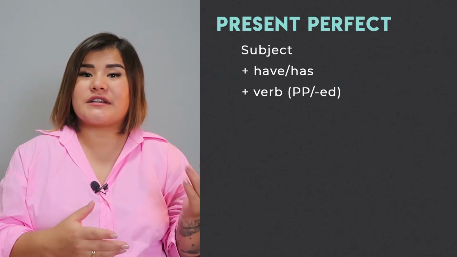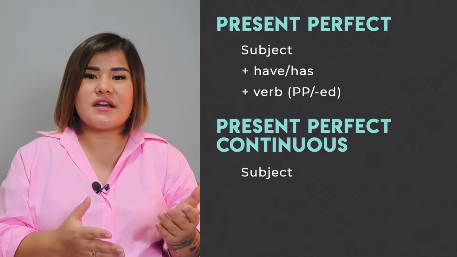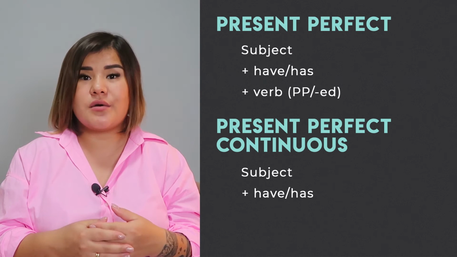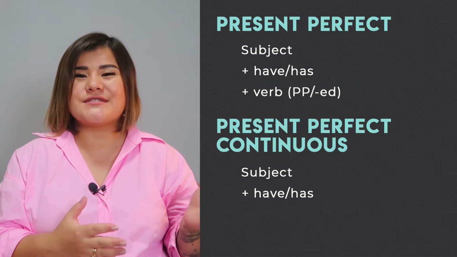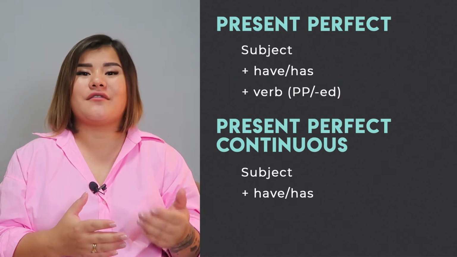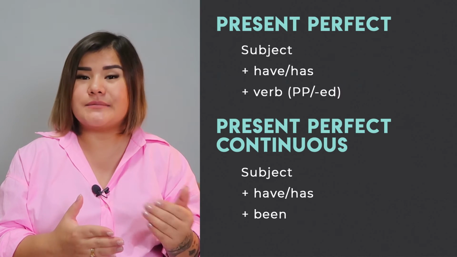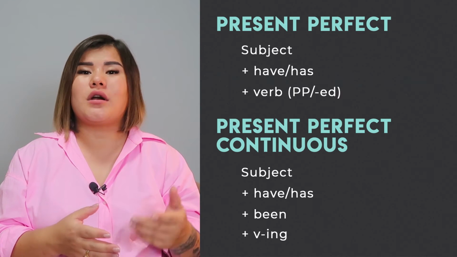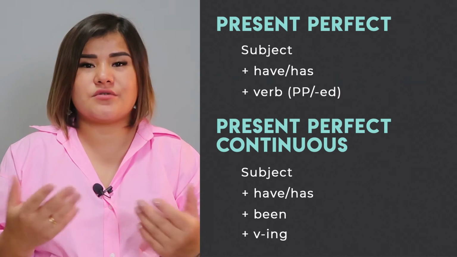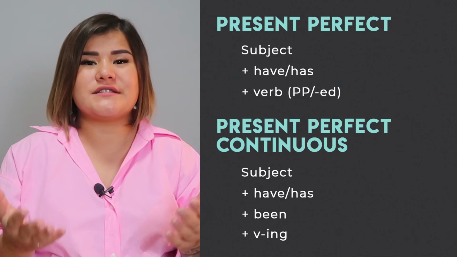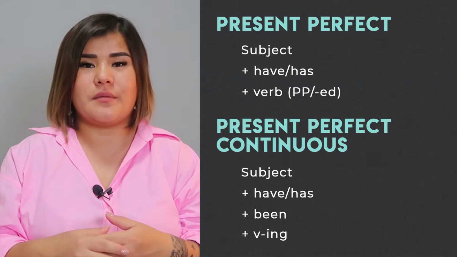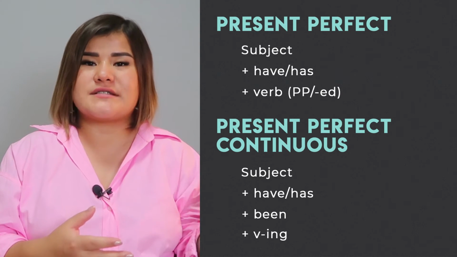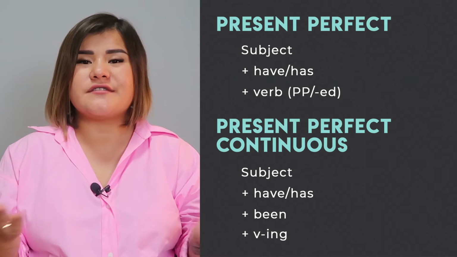With the present perfect continuous, we use the subject, then have and has as the auxiliaries. Also, after have and has, we use the past participle form of the verb to be, which is been, and then we use the verb with the ing ending or the participle one. So generally, the main verb is used either in past participle form for the present perfect or in participle one form for the present perfect continuous. So here is the formula.